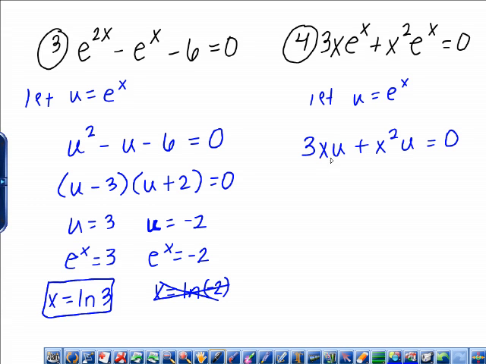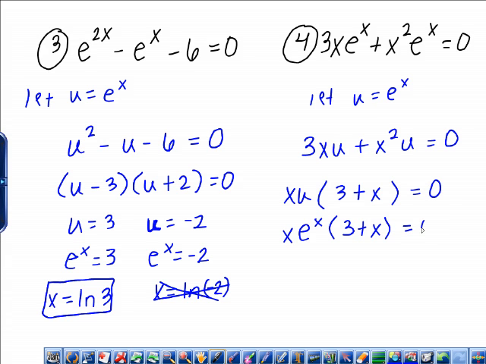Okay, what can I factor out here? It's not a trinomial, but I can still factor out the greatest common factor, which is xu. And then you're left with 3 plus x. Okay, so it looks like I have 2 factors, but really I have 3. I have x, u, and 3 plus x. Remember that this u is e to the x. Now if you feel like you can factor without doing u substitution, but just using e to the x, that's fine too. You don't have to do a u substitution, especially on a problem like this.